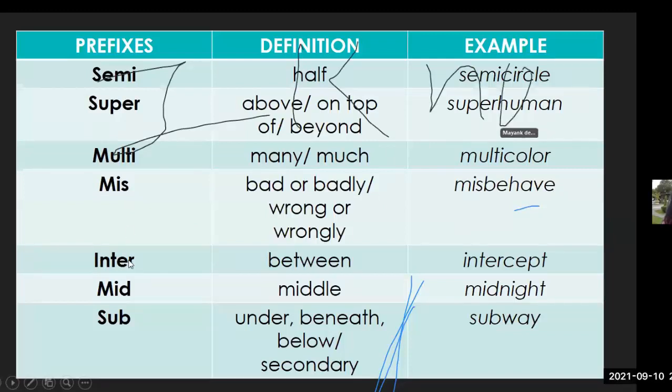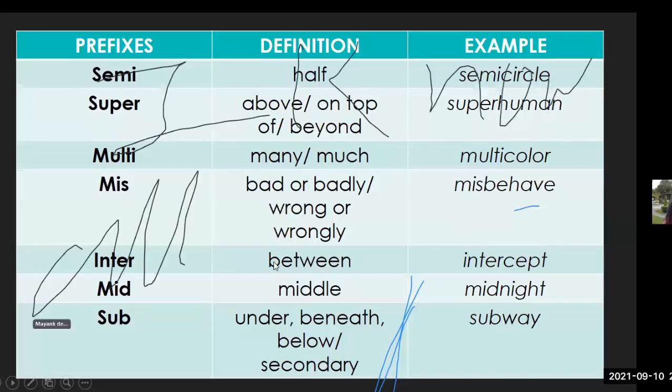You have also inter, right? Inter means between.